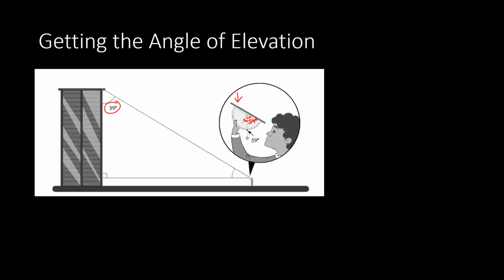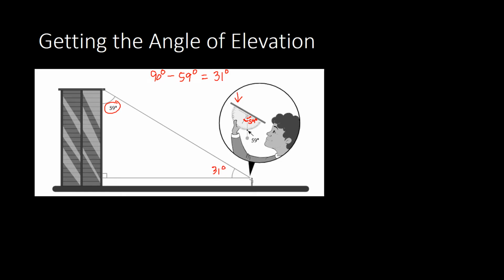To solve that, the middle part of this protractor is 90 degrees. So to get that angle, we simply subtract 59 degrees, and that's equal to 31 degrees. So the angle of elevation here is 31 degrees.